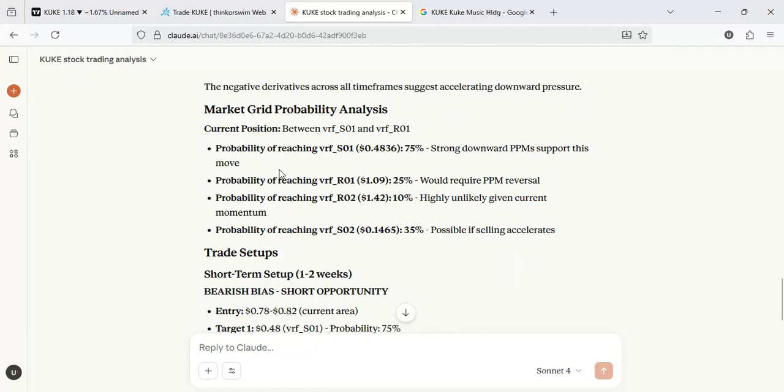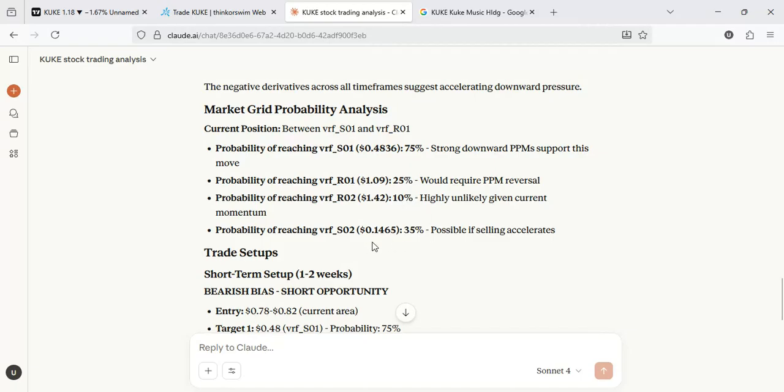So, the breakdown of the market grid. The market grid is a trading range within which the stock is expected to trade. The probability of it printing the lows of 0.4836 is 75%. Strong downward price pressure momentum supports this move. Then 1.09, which is one of the resistances, has a probability of 25% and would require a reversal of the 10 period moving average. For 1.42, it's 10%, highly unlikely given the current momentum.